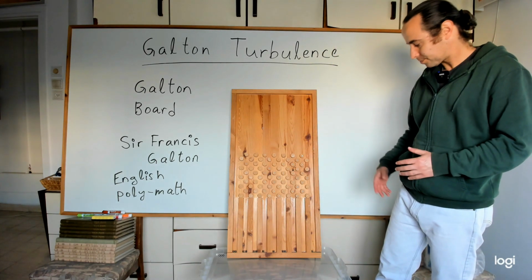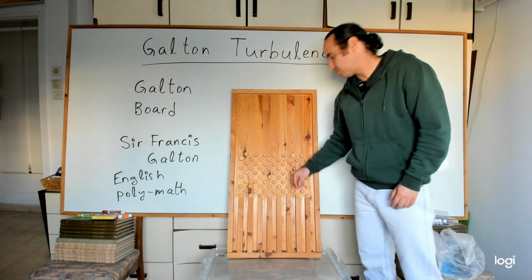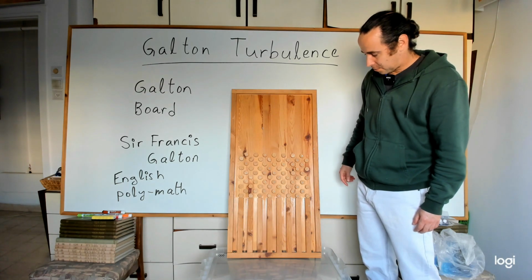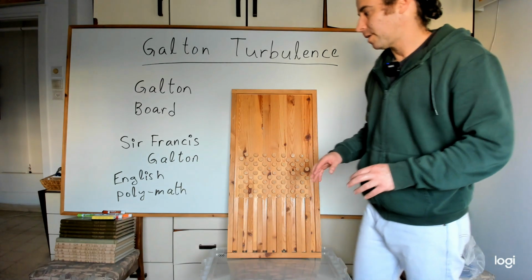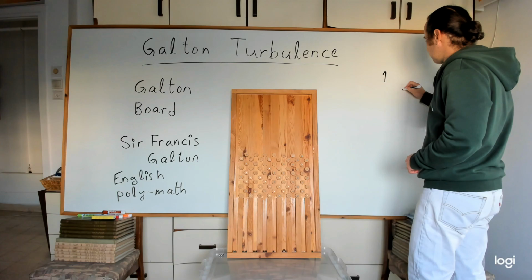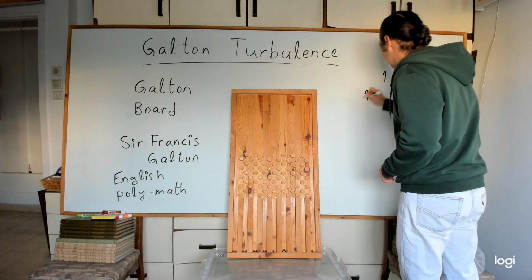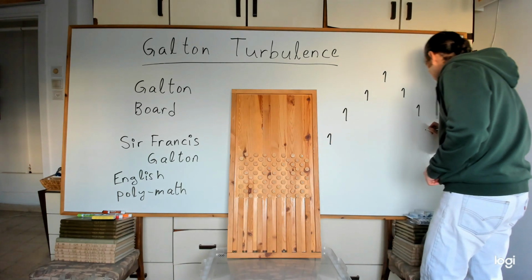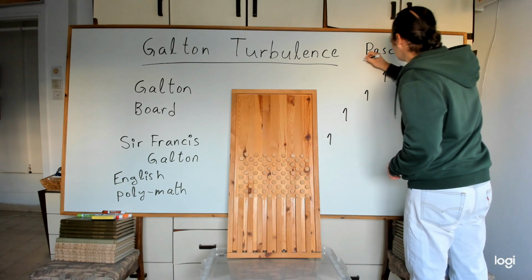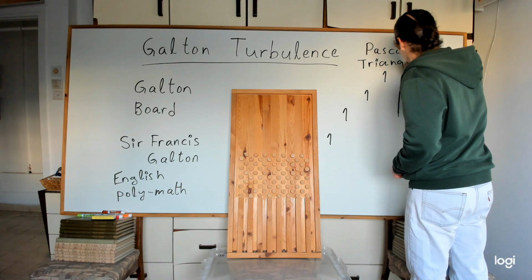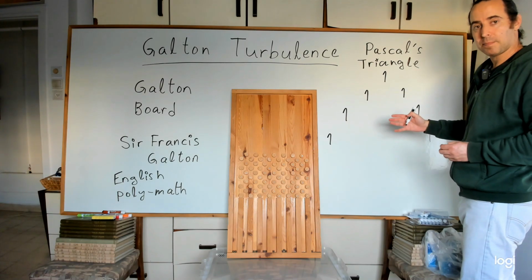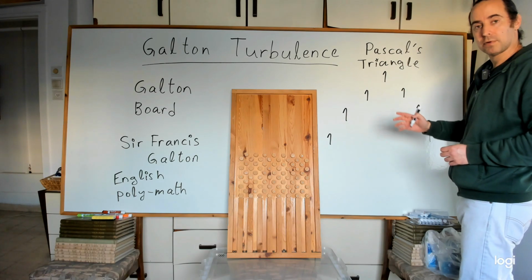It's like Pascal's triangle, if you know this from school. You have this triangle, Pascal's triangle, where each place is the sum of the two places above it.